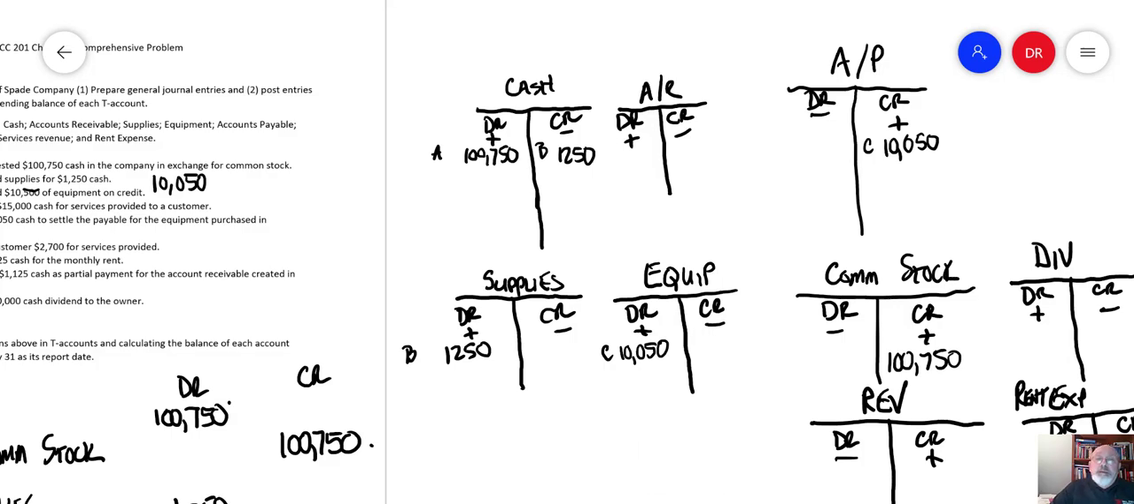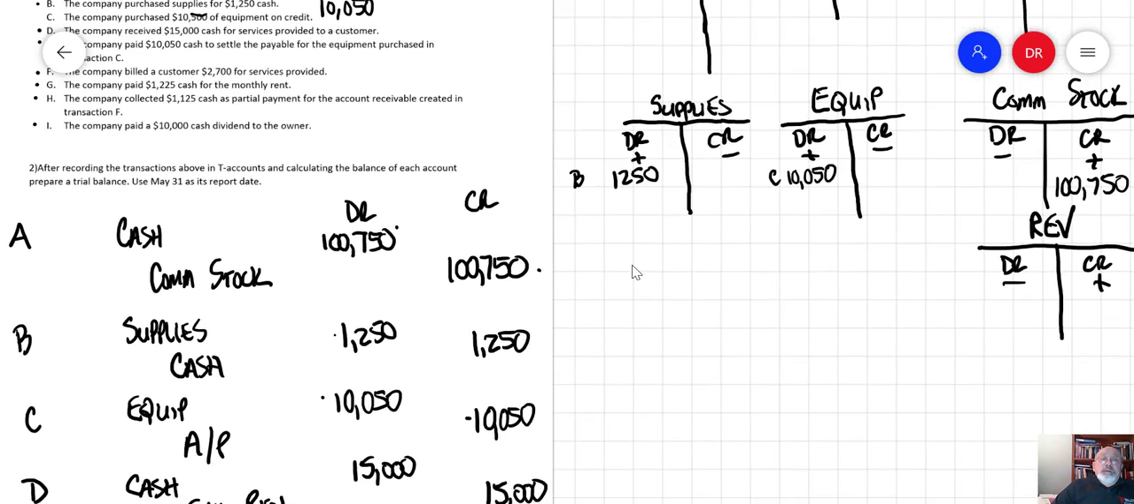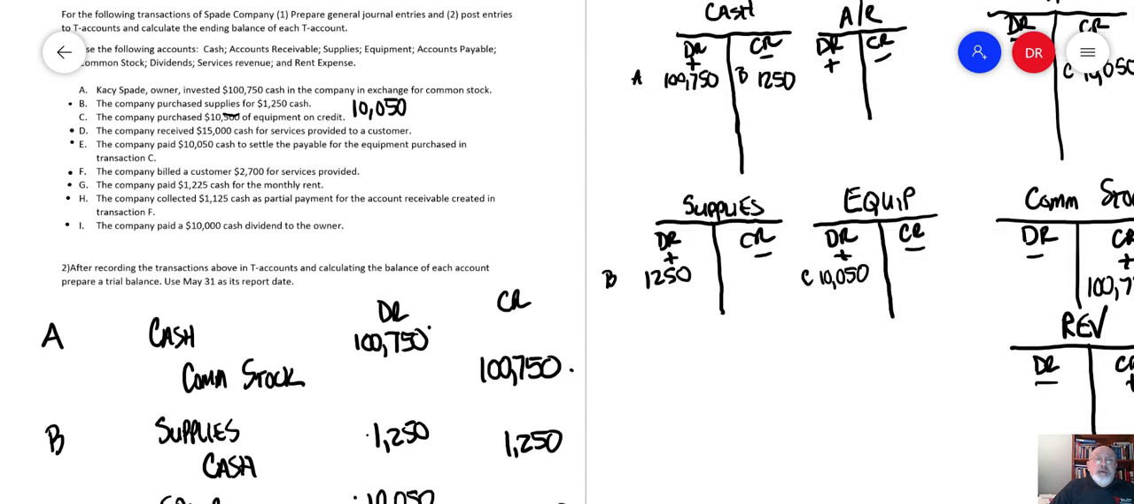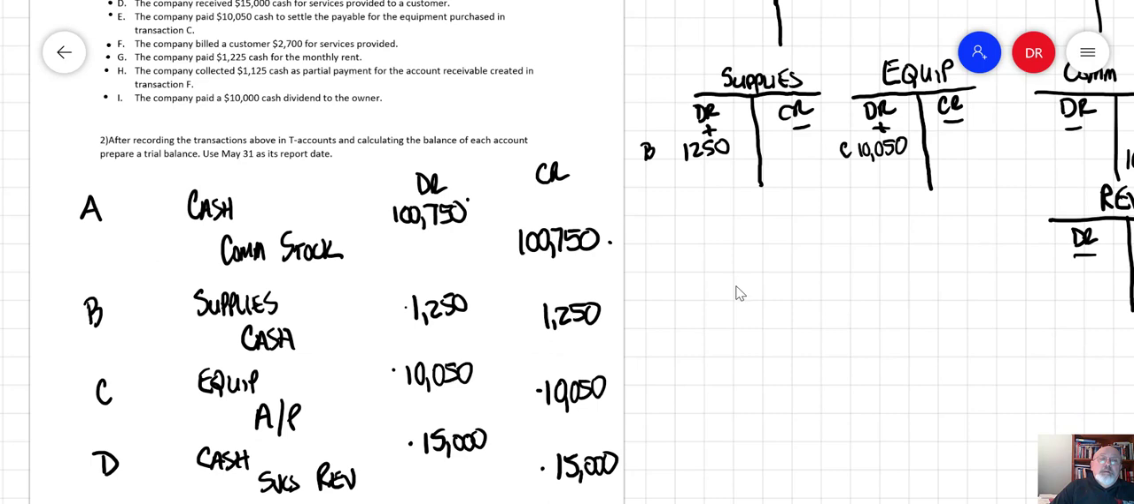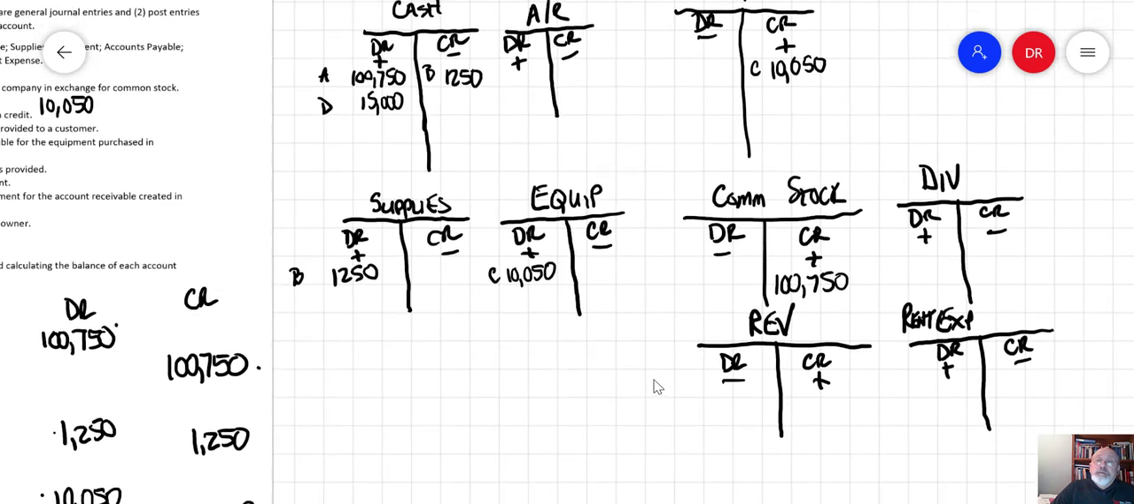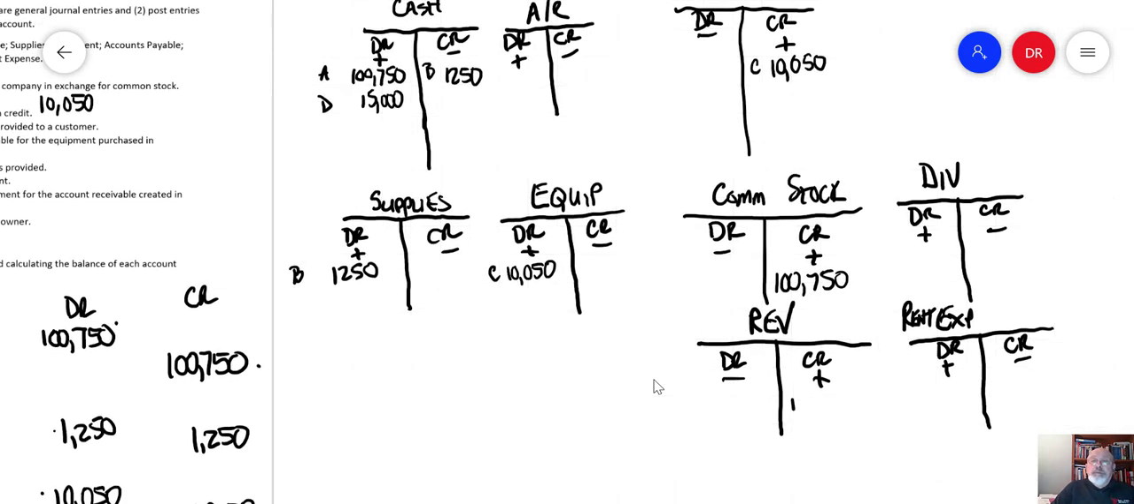Okay. So then for letter D, we're going to increase cash for the services revenue that we receive. So we have $15,000 in cash we collect, and we're going to debit the cash for that. So that is letter D, 15,000 debit. And we're going to credit services revenue here with letter D for $15,000.